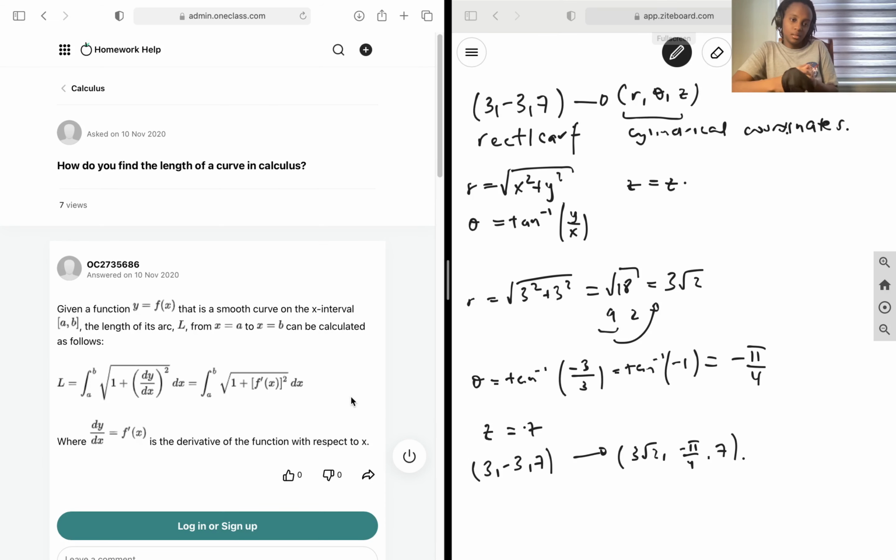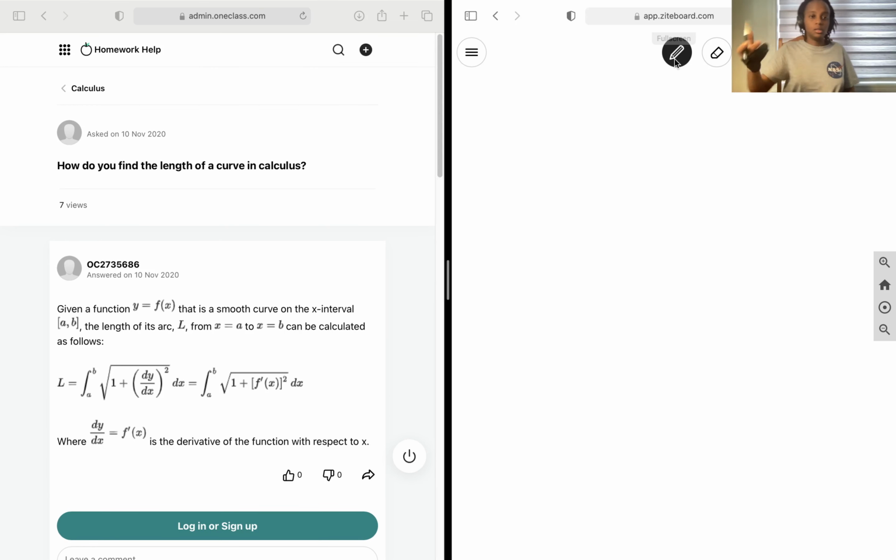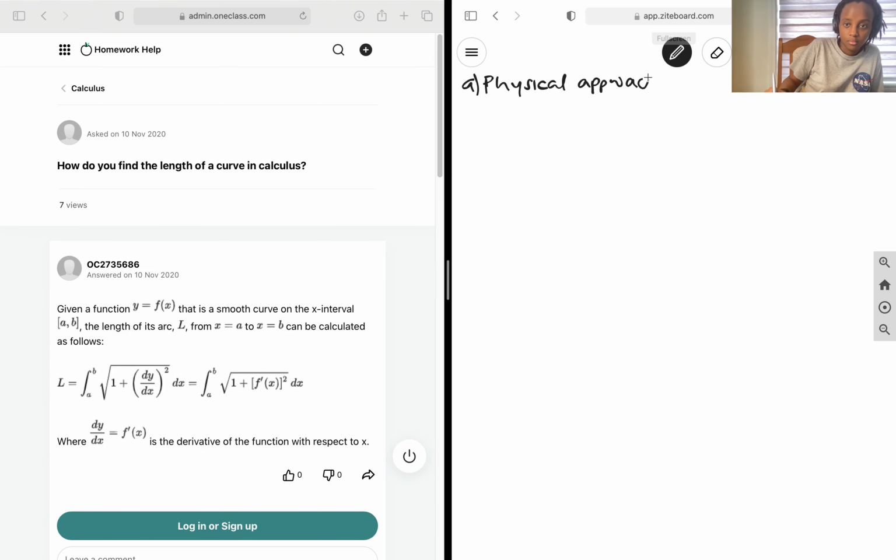Okay, this one is a bit longer. So the answer is given in 2D, and it is correct, but I'm going to give you the 3D answer. And we are going to interpret it in 2 ways. And so we have the physical approach, and we have the geometrical approach.